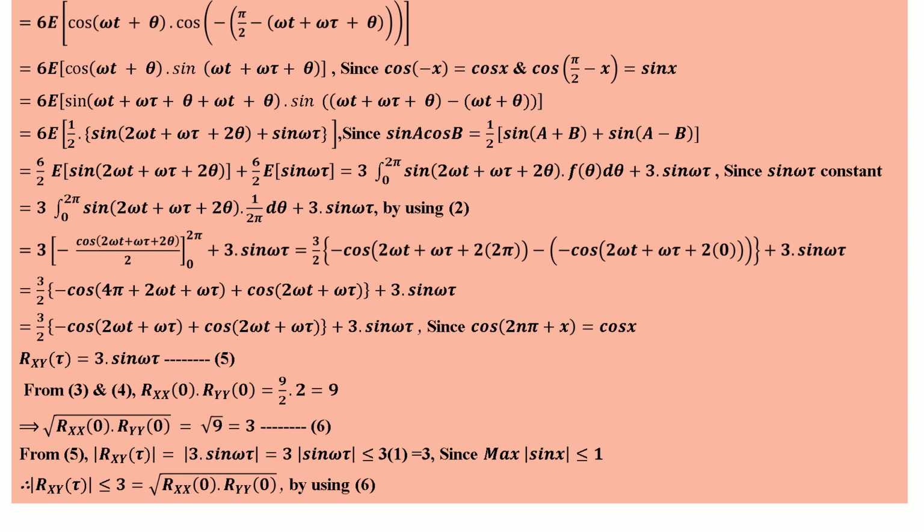3 is nothing but, we know from equation number 6, the root of Rxx of 0 times Ryy of 0, right, which is what was to be proved.